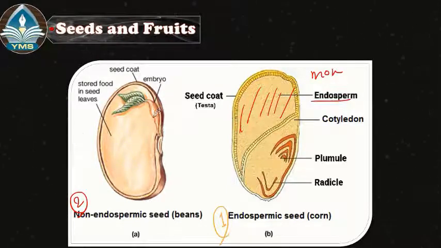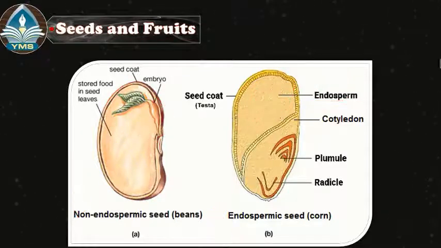Dicots are seeds which can be split into two halves, like beans and others. Here, if you look, the embryo is large, so it feeds on most of the endosperm. So the seed is described as a non-endospermic seed. Now the embryo is made of two parts. It has the radicle and it has the plumule.